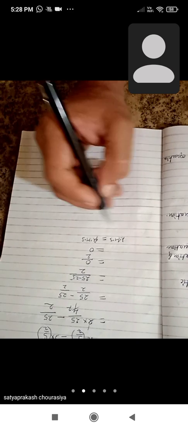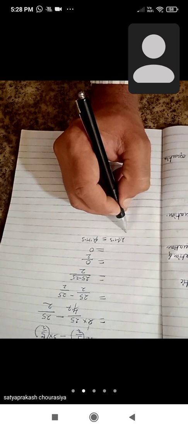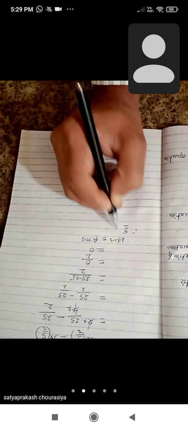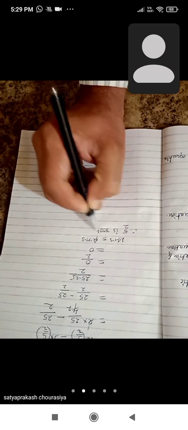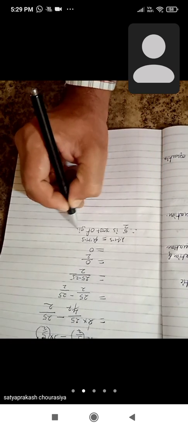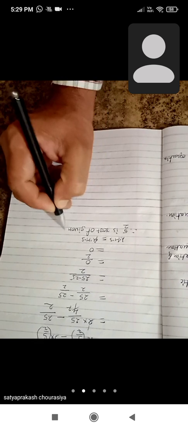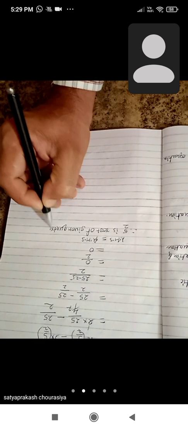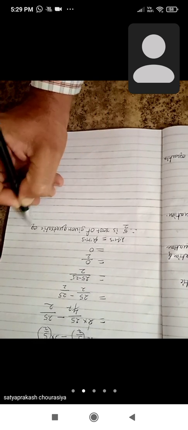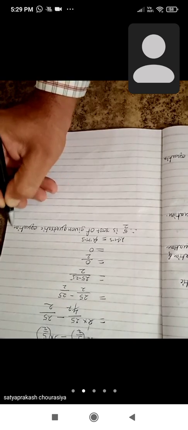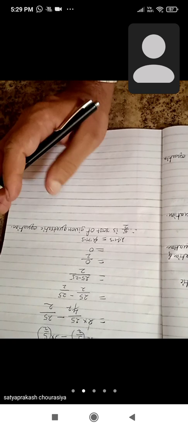So therefore 5 upon 2 is a root of the given quadratic equation. 5 upon 2 is a root of the given quadratic equation. It's clear now student. Now question number 5.